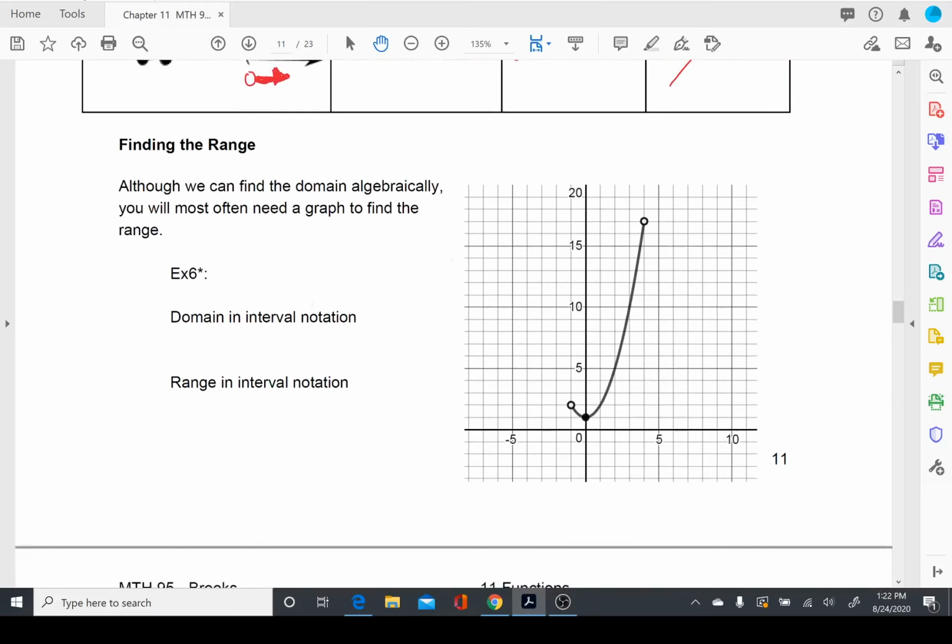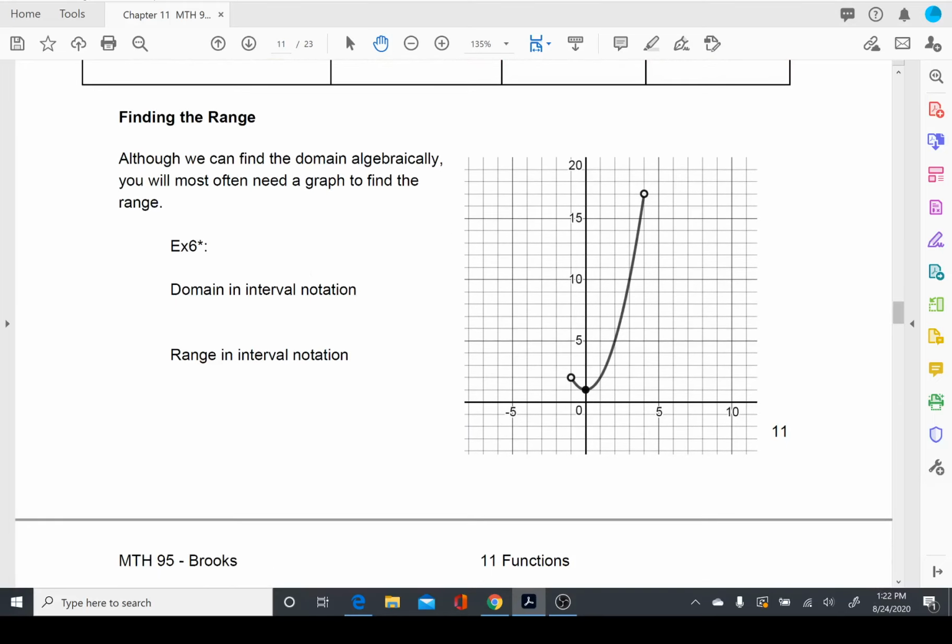All right, there is one more way to see domain and range, and that is to look at a graph. And this is most often appropriate when you're trying to find the range of something. You often want to see a visual representation of what's going on. So in this one, we're going to describe the domain in interval notation and the range in interval notation. So the domain is the x's that are allowed. So our smallest x all the way to our largest x. And it is an open circle on both ends.